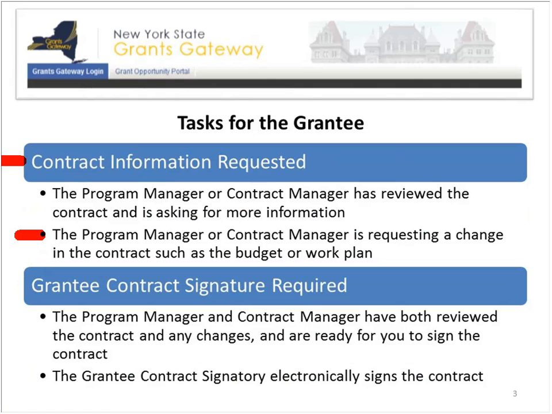So you will have to fill out the budget and work plan, and there's a few other pages you'll have to deal with as well. So that's the first task that you all have right now, contract information requested. Another task that will come along, again, once all the details have been worked out, is the contract signature required status. So again, that's when somebody, a representative from your organization, will have to sign it electronically in the system.